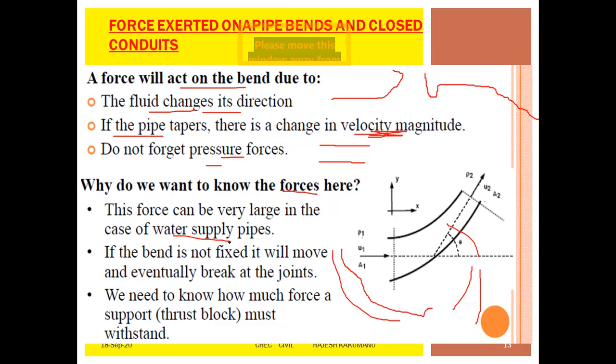Next, if the bend is not fixed, it will move and eventually break the joints. What happens whenever you have a pipe connection like this? This is a joint. This is pipe 1, this one is pipe 2, and in between the two you have a joint. Whenever this joint is not fixed firmly, what happens? It will have some leakages and eventually break the joints.